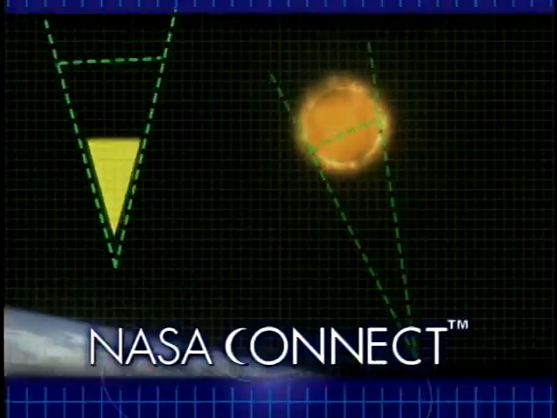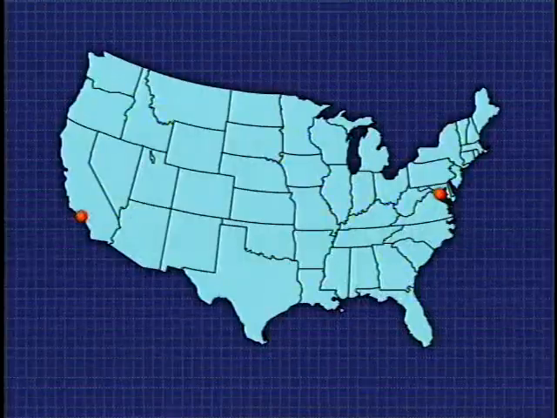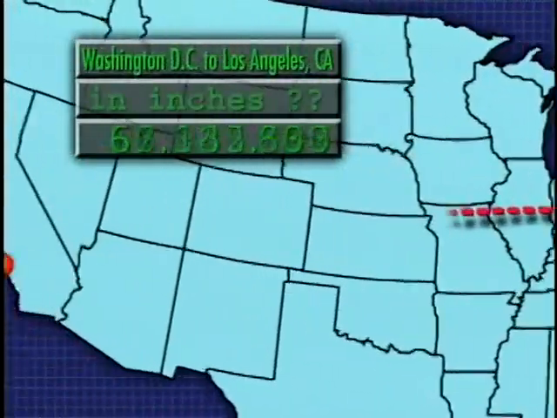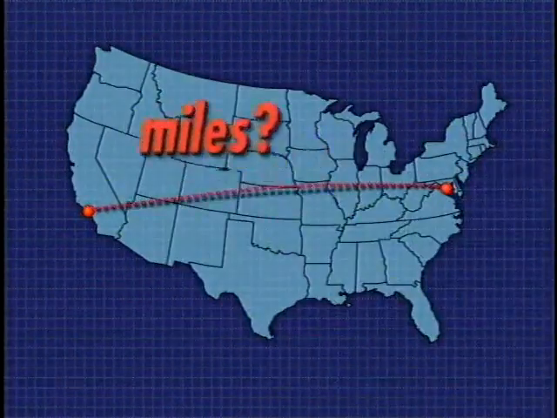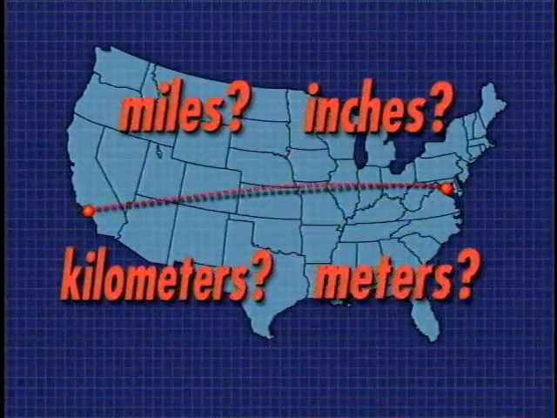Dr. Sten Odenwald, an astronomer and scientist at NASA Goddard Space Flight Center, has a scoop. Thanks, Jennifer. When we talk about the distances between points of interest, we instinctively use units that make sense to us and that are convenient. For example, what unit of measure would you use to describe the distance from Washington, D.C. to Los Angeles, California? Would you use miles, inches, kilometers, or meters?